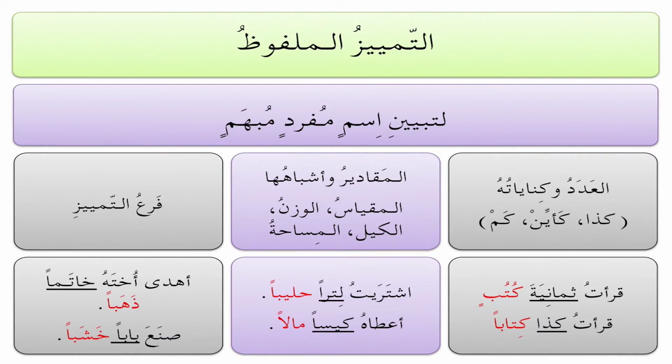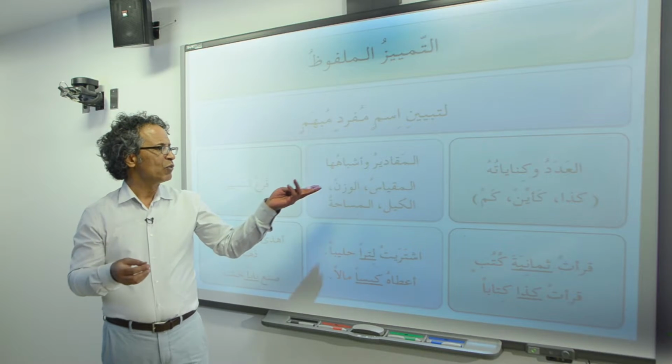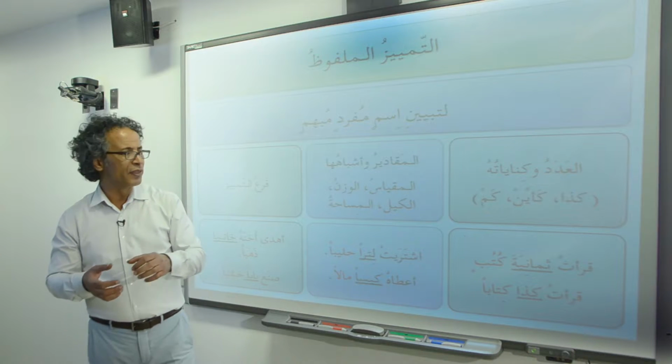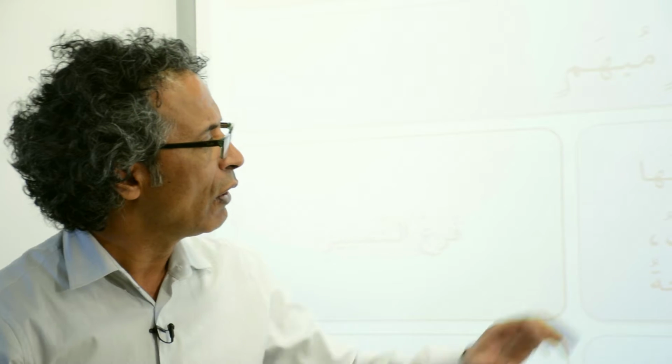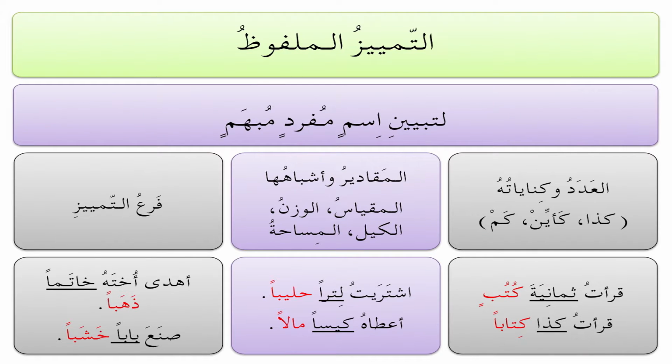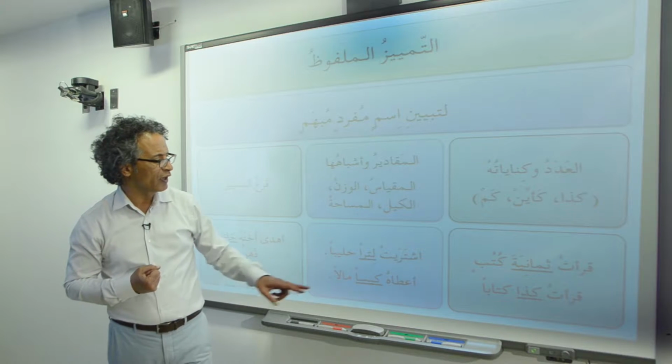The second one comes after terms that specify المقادير وأشباهها. So anything that has to do with measurements, with weight, right? With capacity, and also with surface area. All of these also are followed by a tamyiz to disambiguate them. So اشتريت لترا حليبا. So I bought a liter of what? لترا حليبا. So here we're talking about volume, right? Which is one of the categories.